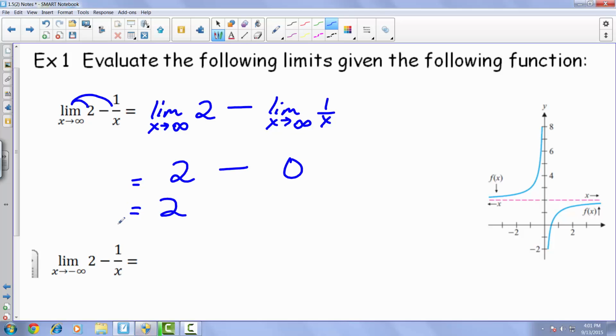All right. Now when we're looking at the limit as x goes towards negative infinity of 2 minus 1 over x, well, we can go ahead and apply that limit to both of these. So we have then the limit as x goes towards negative infinity of that constant 2 minus the limit as x goes towards negative infinity of 1 over x.